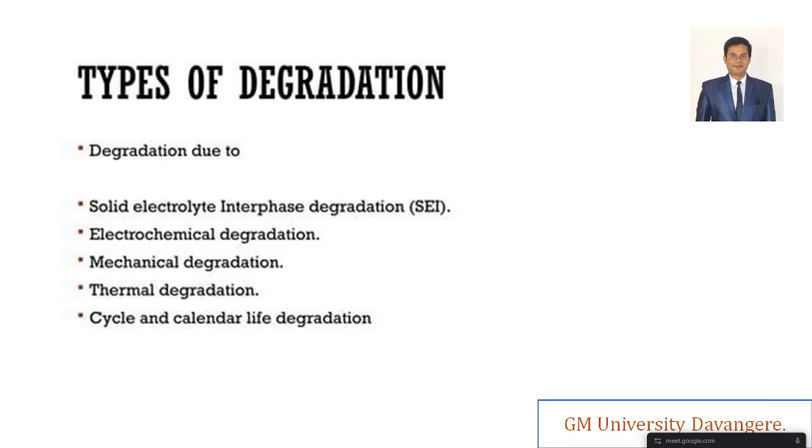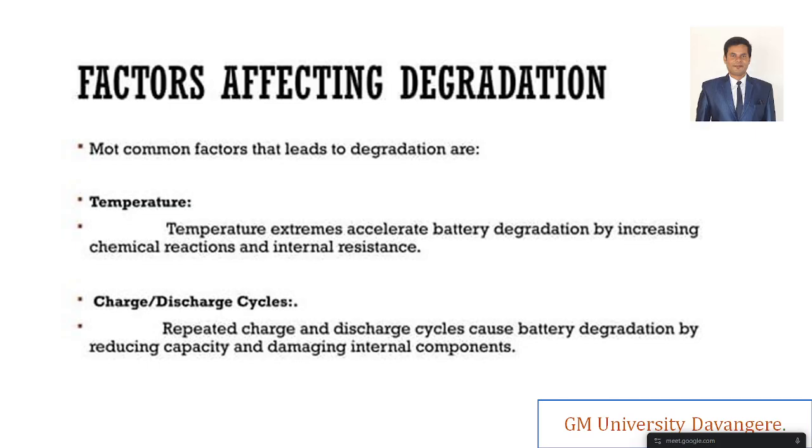So let us see the types of degradation, right? I have talked about the secondary solid electrolyte interface degradation. We have mechanical degradation, electrochemical degradation, thermal degradation, and cycle and calendar life degradation. So what are the various factors affecting the degradation? The most common factor that leads to degradation is the temperature.